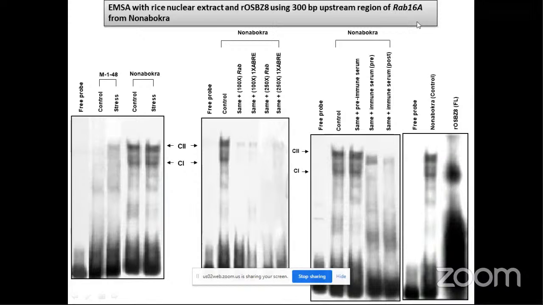But to further prove it, we applied the recombinant OSBZ8 directly and checked the binding with the RAP16A promoter, and you are getting a huge complex. That complex migrates or tallies with the lower complex, but not the upper complex. So this gave us a conclusion that one of the transcription factors is OSBZ8, but there is yet another factor. Unfortunately, this factor remains unidentified till today, because somehow I left the lab, and this work was not continued. But I would love to someday dig out this work again and try to find out what this complex is.